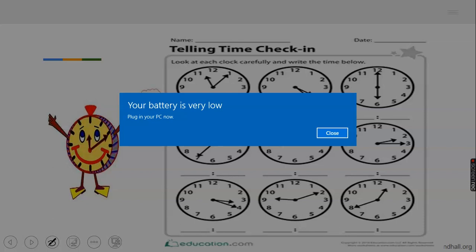Okay. Let's see this one. This one we have to draw the hands on the clock face to show the time. So what do we have here?